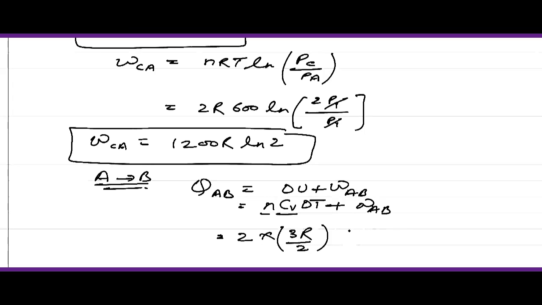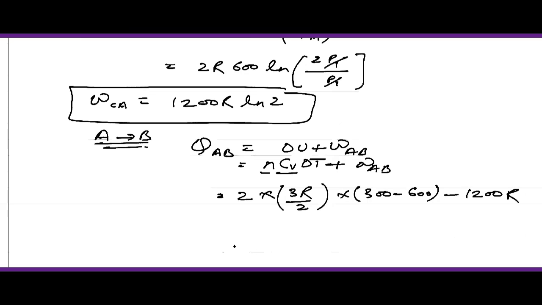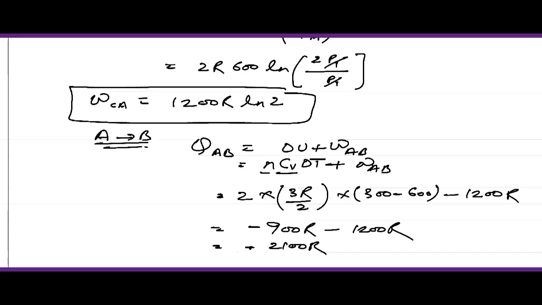It's a fixed quantity. And what about the temperature? So the temperature change is 300 minus 600. Okay. And the work done in the process AB is 1200 R. Okay, so now solve this equation. We can say that this will become minus 900 R and this is minus 1200 R. So they will add together, it will become 2100 R. Okay, so this is the answer for our second part. Okay, so this is the solution of the whole question.